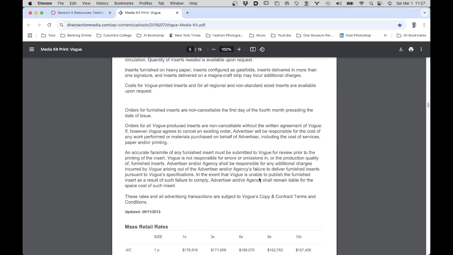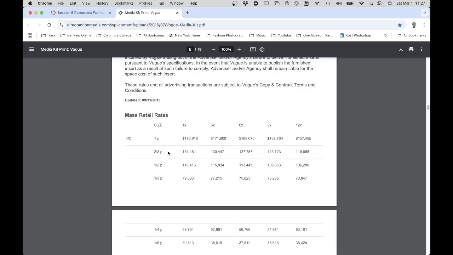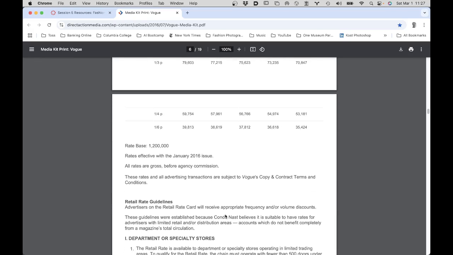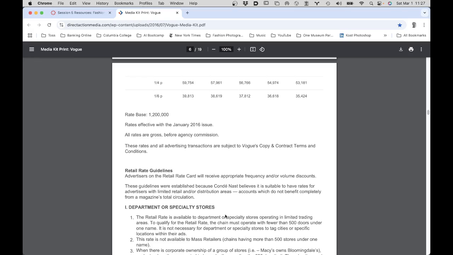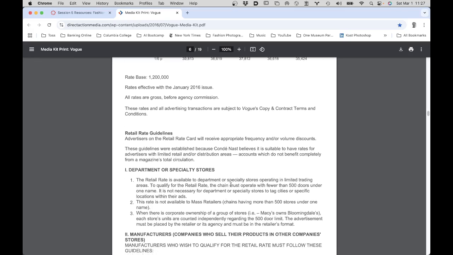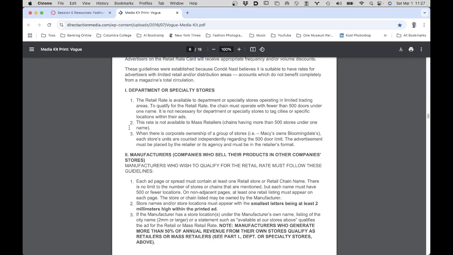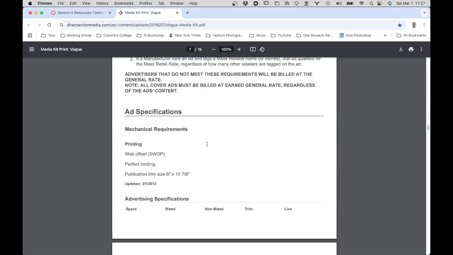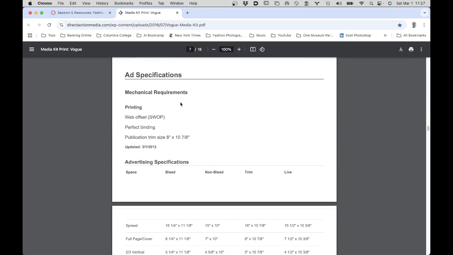So that's all the rates that are happening down here. Then you get mass retail rates. All of this stuff you can go through. The stuff that's going to matter to you the most is the single page rates. They give breaks to special department stores and certain other breaks. But then finally, they'll do ad specs down here.